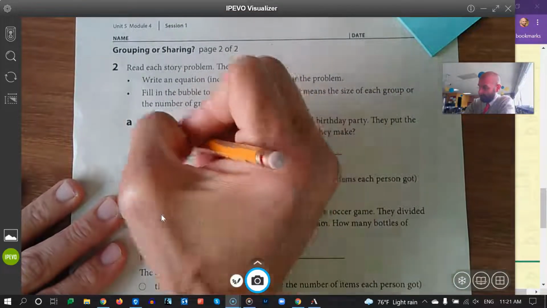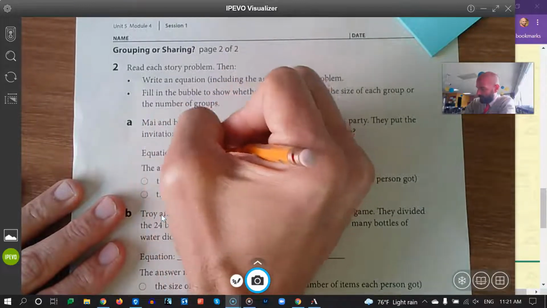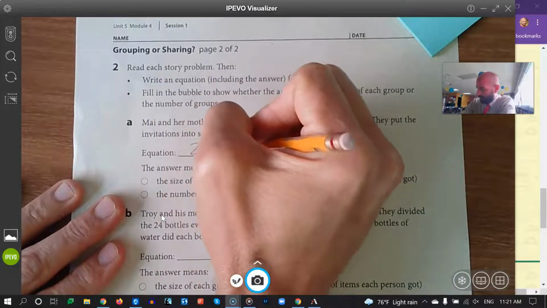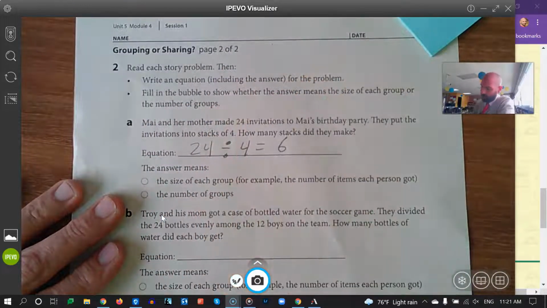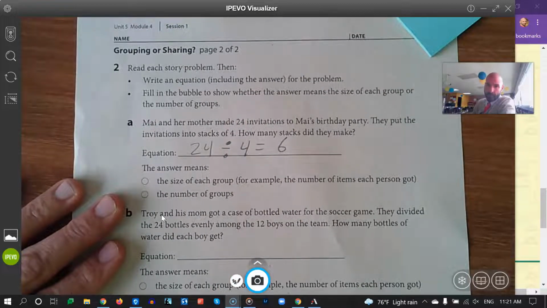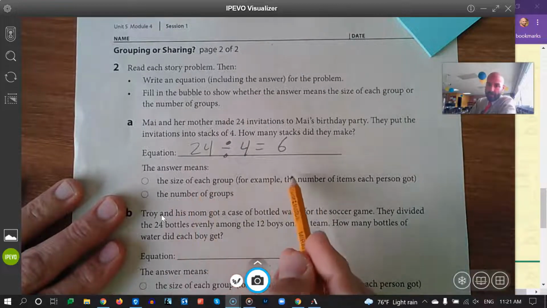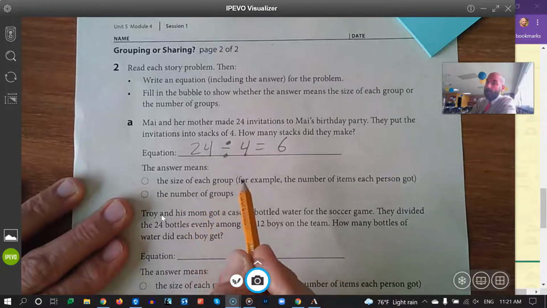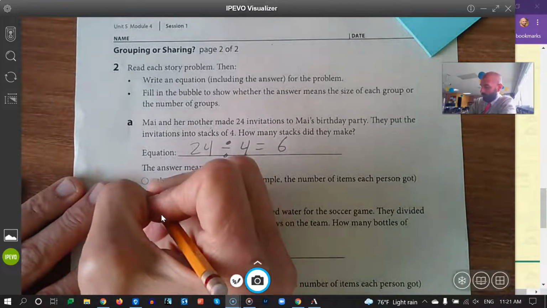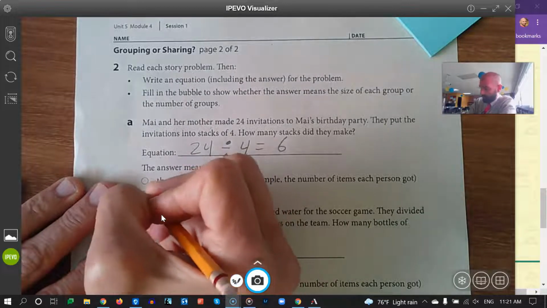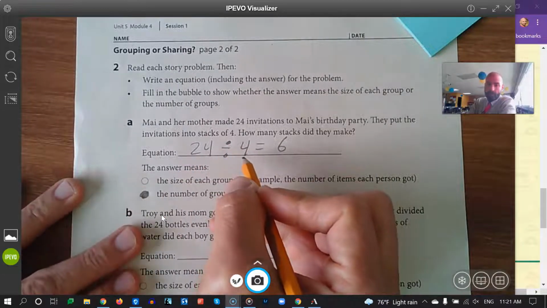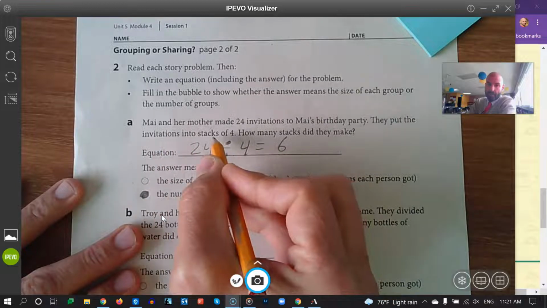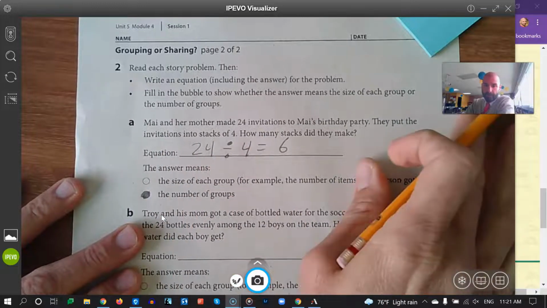I forget to say pause sometimes. So this is 24 divided by 4 equals 6. So there's 6 stacks. Does this answer, this 6, mean the size of each group or the number of groups? It's the number of groups because they already told us the size of the group. The size of the group is 4. They said stacks of 4. So how many groups are there?